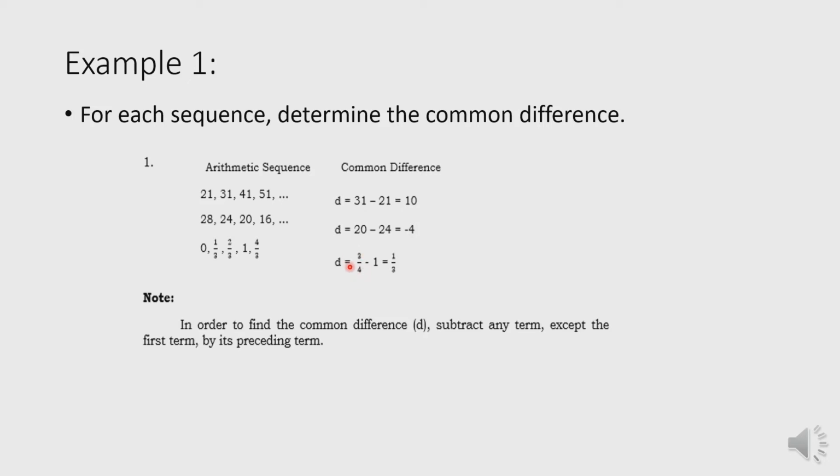We still have a clerical error here: supposedly 4/3, not 3/4. So in order to find the common difference, subtract any term except the first term by its preceding term. Okay?